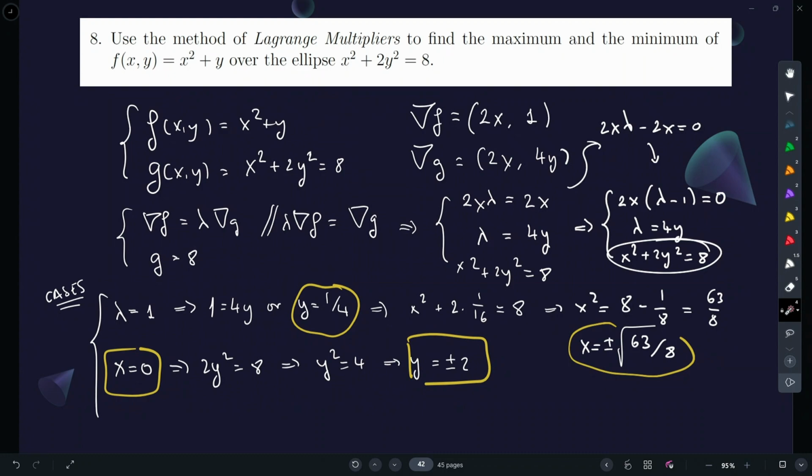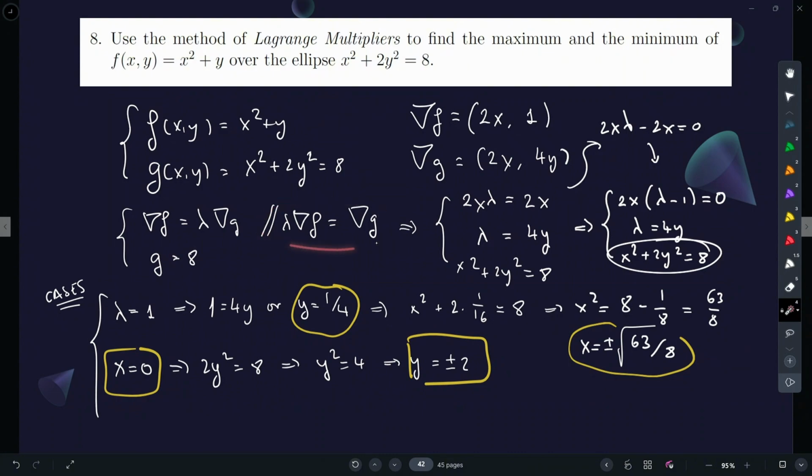Any other questions? Lambda is equal to 4y. This gradient f was (2x, 1). This gradient g was (2x, 4y). I have to set them up to be parallel. Depending on how those are set up, you can put the lambda in either way. You're just trying to be parallel, so they have to be parallel vectors. They have to be a scalar multiple of each other.